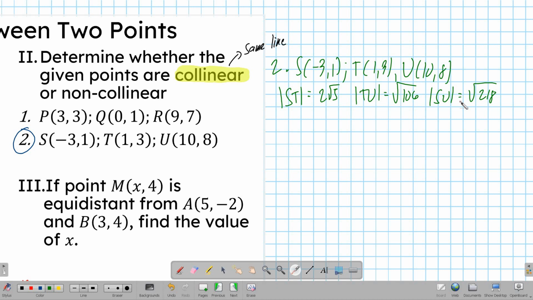So therefore, since they don't add up to each other, we can just simply conclude that these points are not collinear with each other. Now, let's go to number 3.